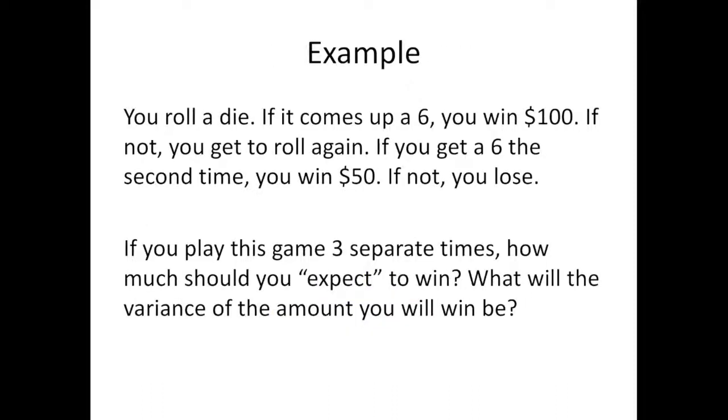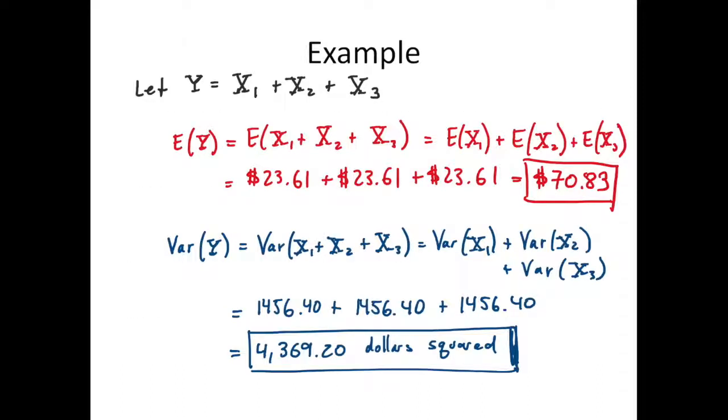So going back to this, if I played a game 3 separate times, how much should I expect to win? What will the variance of the amount I win be? Well, my work would look like this. I would define y to be the sum of x1 plus x2 plus x3. The expected value of y is the expected value of that sum, which using the third rule of expectations is simply the sum of the expected values. Now, each one of those is identically distributed, meaning they follow the same probability distribution function, and they have the same range, so therefore they all have the same expected values. So I get 23.61 added together 3 times, resulting in an overall expected winnings of $70.83.